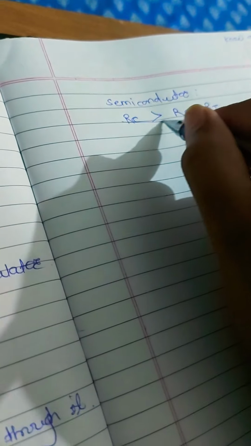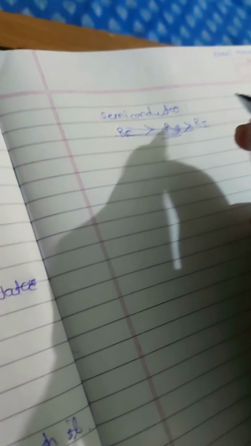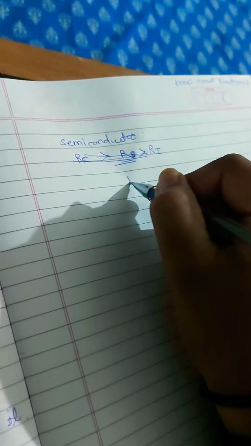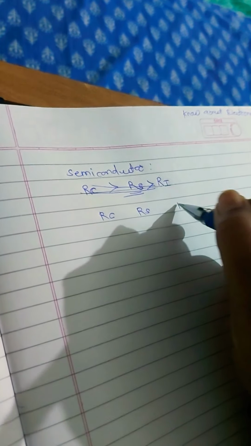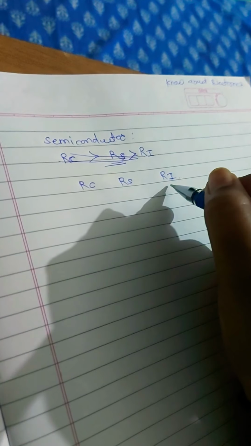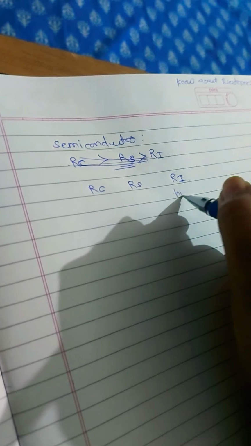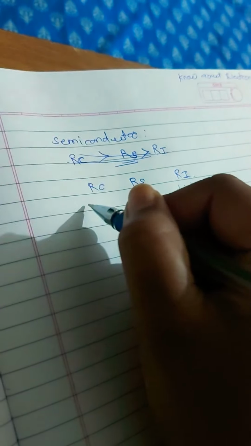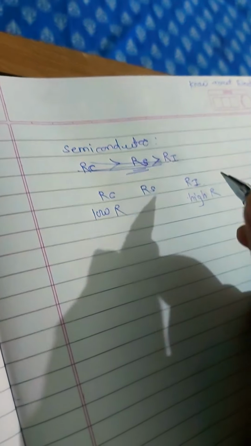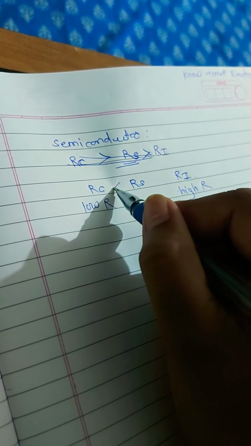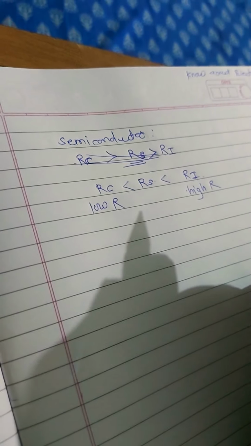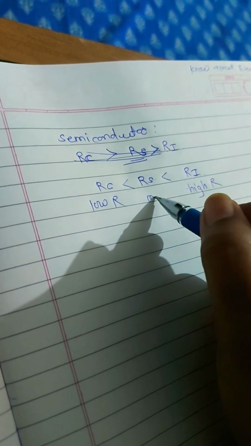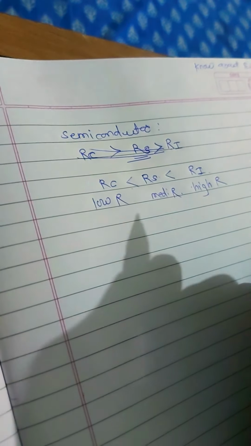Sorry for the mistake, it's going to be the reverse. Let's say here is the semiconductor RS, there is a conductor, and an insulator. The insulator has high resistance, the conductor has low resistance. RS has greater resistance than the conductor RC and less resistance than the insulator. So it has a medium R.